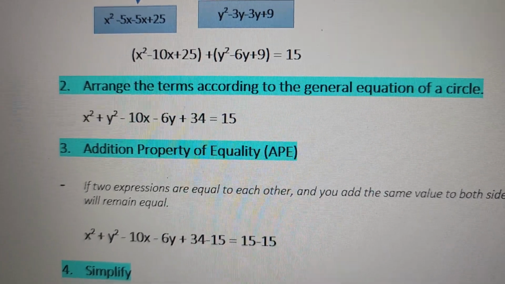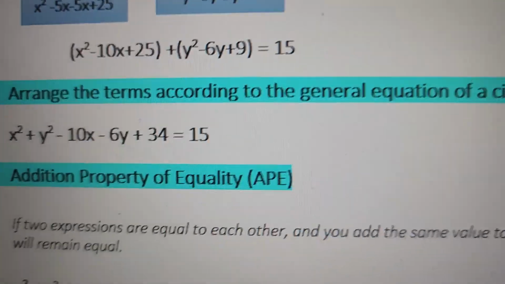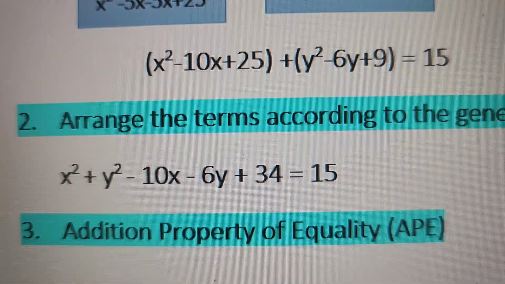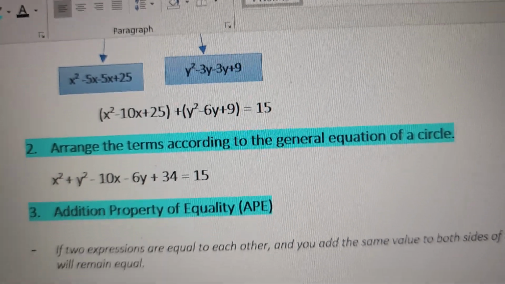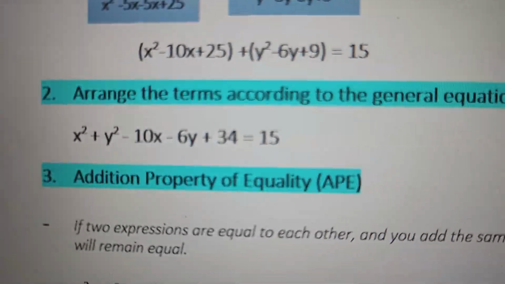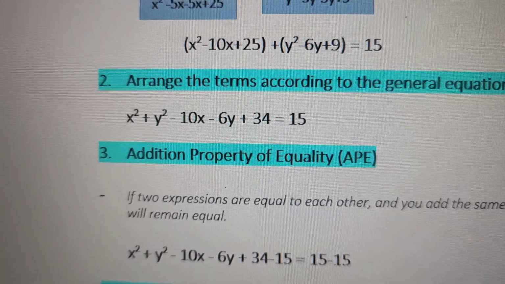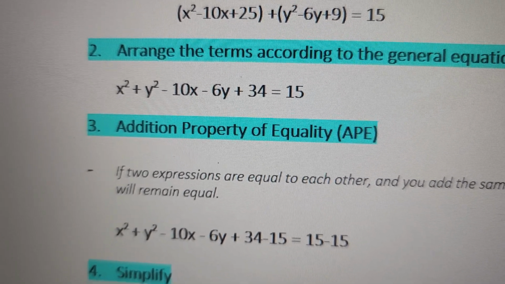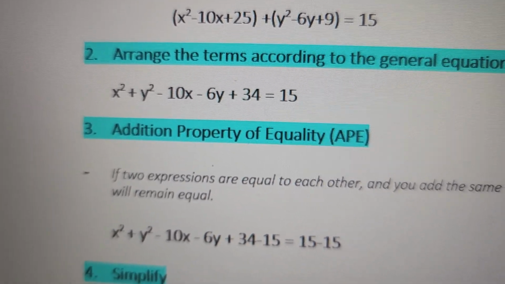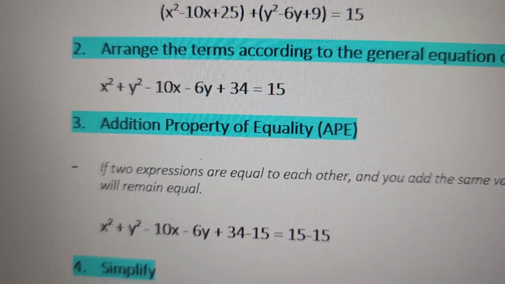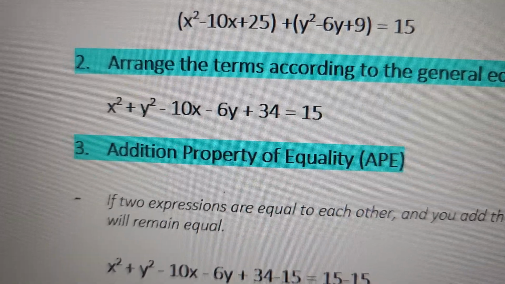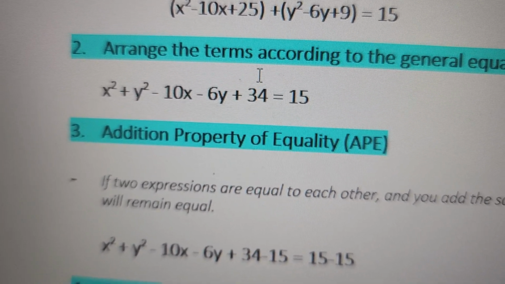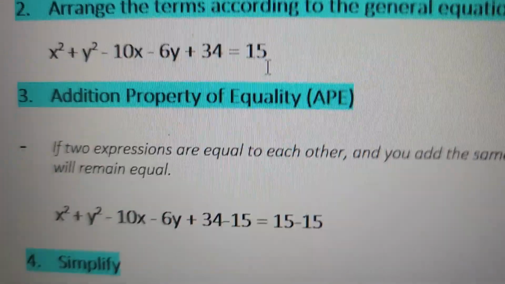Arrange the terms. You will add all of this, then put it into the general equation of a circle. Now it will become x squared plus y squared minus 10x. Since it's negative, supposed to be it's plus dx plus ey plus f, right? Equals 0. So since it's negative 10x, then negative 6y plus 34 equals 15.